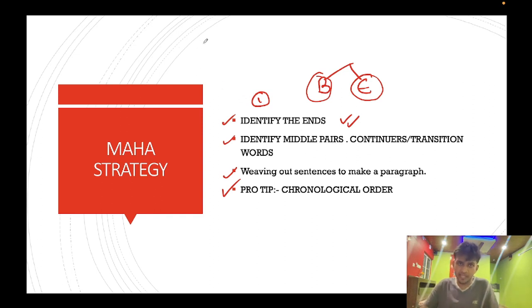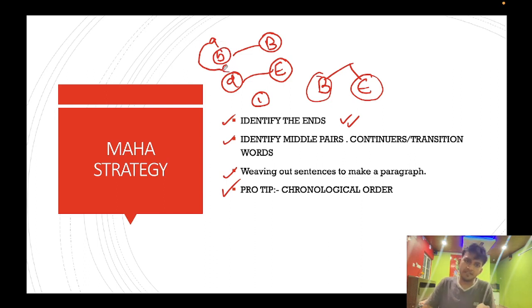First, the approach: you are given 4 sentences, A, B, C, D. Suppose B is the beginning, and D is the ending. So you mark the beginning and the ending.